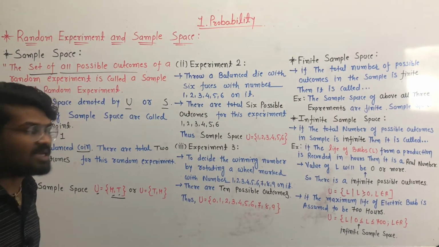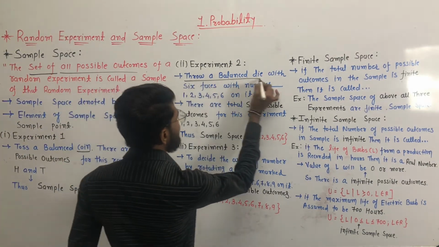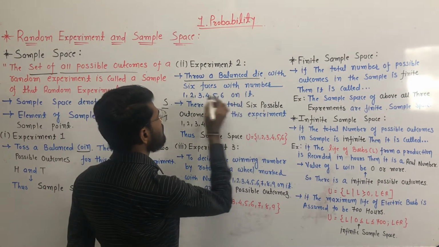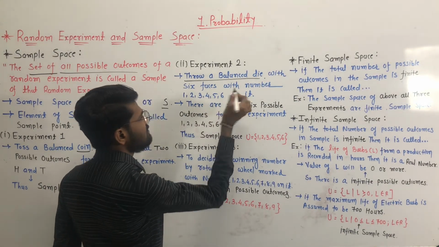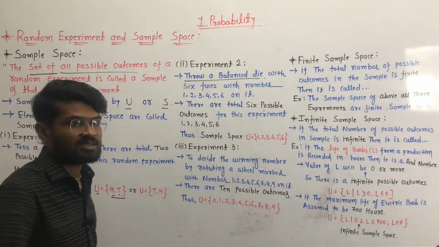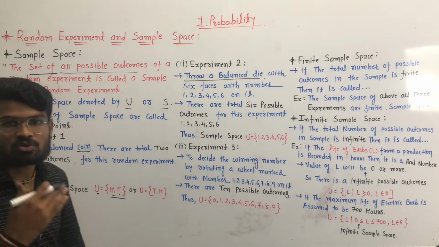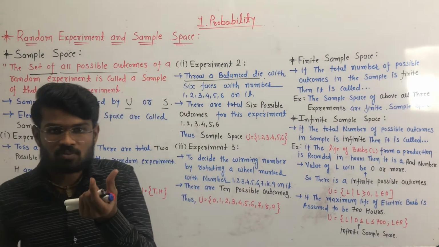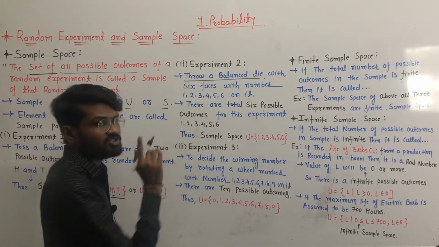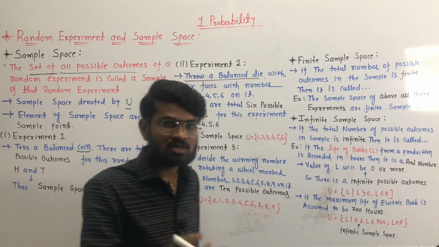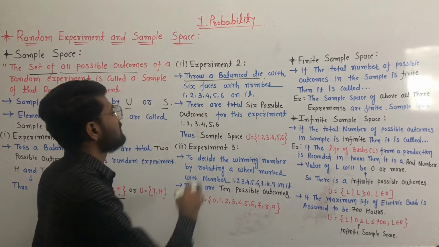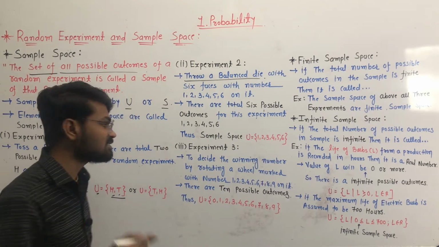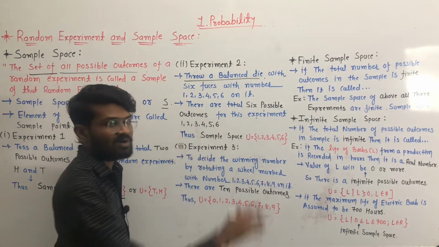Now we write down the sample space for the second experiment, experiment number 2, which is to throw a balanced die with 6 faces, with numbers 1 2 3 4 5 6 on it. If we throw a balanced die, there are a total of 6 possible outcomes: 1, 2, 3, 4, 5 and 6.